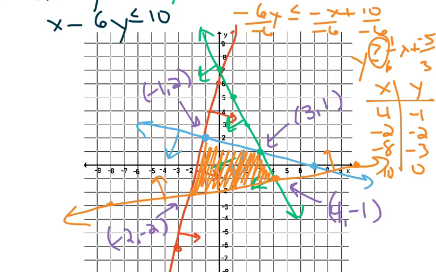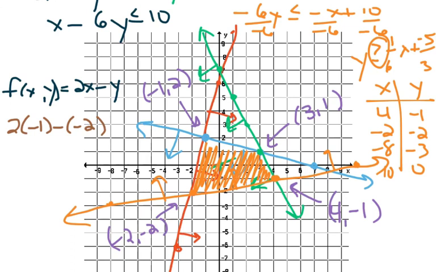Well, now I'm going to go back to that function at the top, which I'm actually going to just rewrite down here. F(x, y) = 2x - y. In order to find which ordered pair maximizes the function and which minimizes the function, we're going to plug each of those ordered pairs into that function. So, if I plug in (-1, 2), I get -2 - 2, which is -4. That's the value of the function.